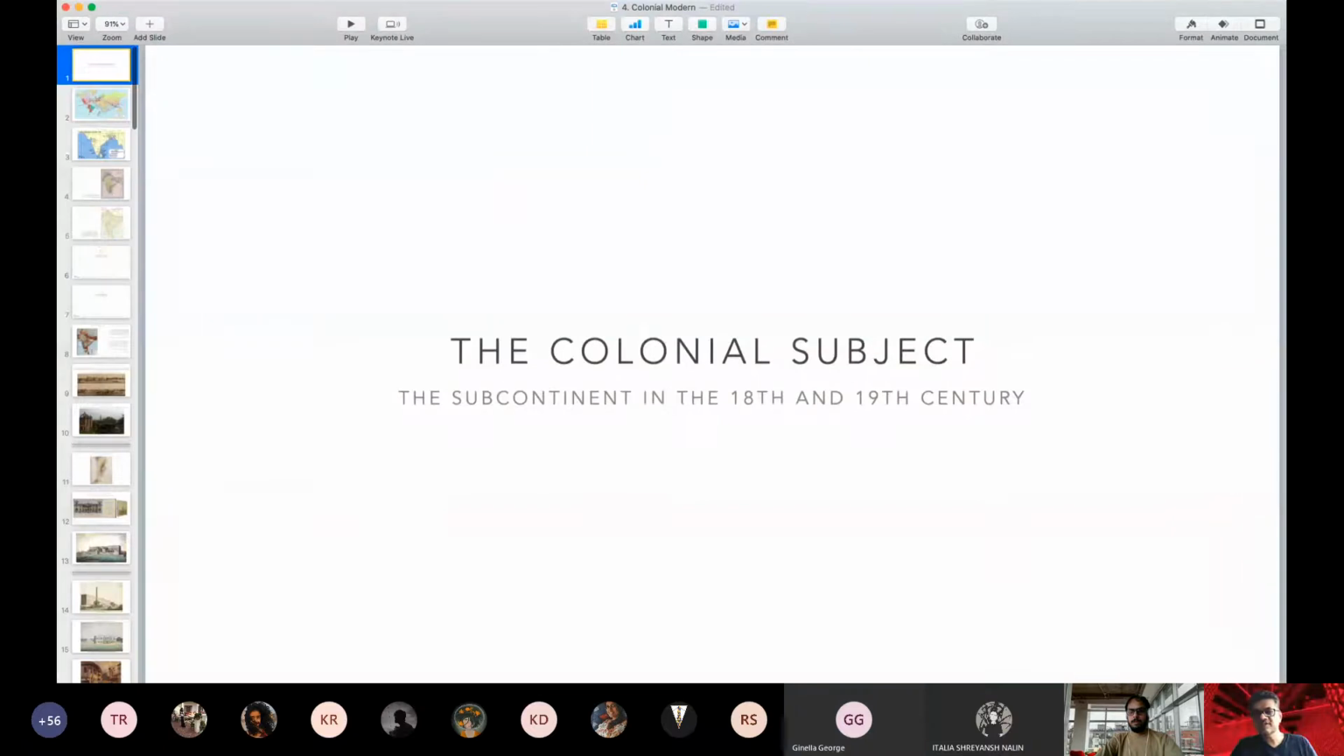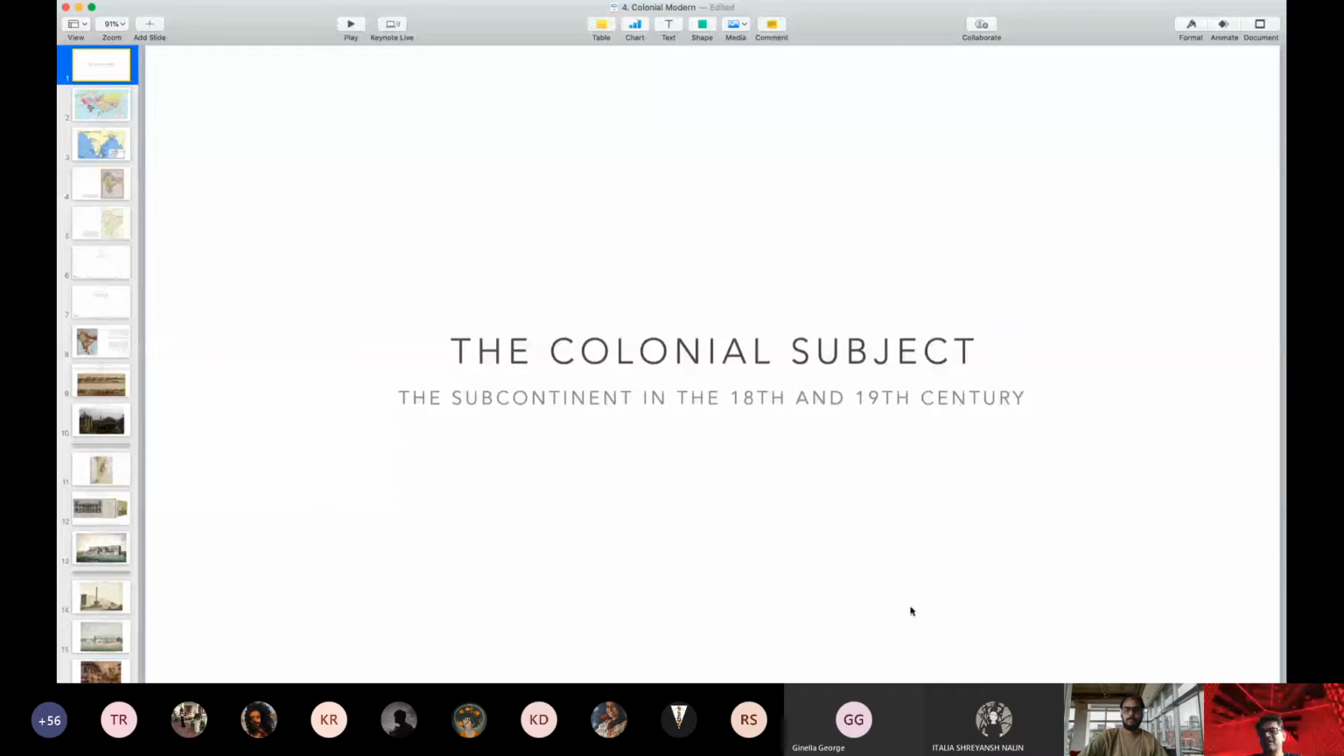What we're going to discuss is how we, as Indian citizens, have been deeply influenced by the past 200 to 300 years. So we're beginning with the 18th and the 19th century, and then we'll discuss the 20th century at length.